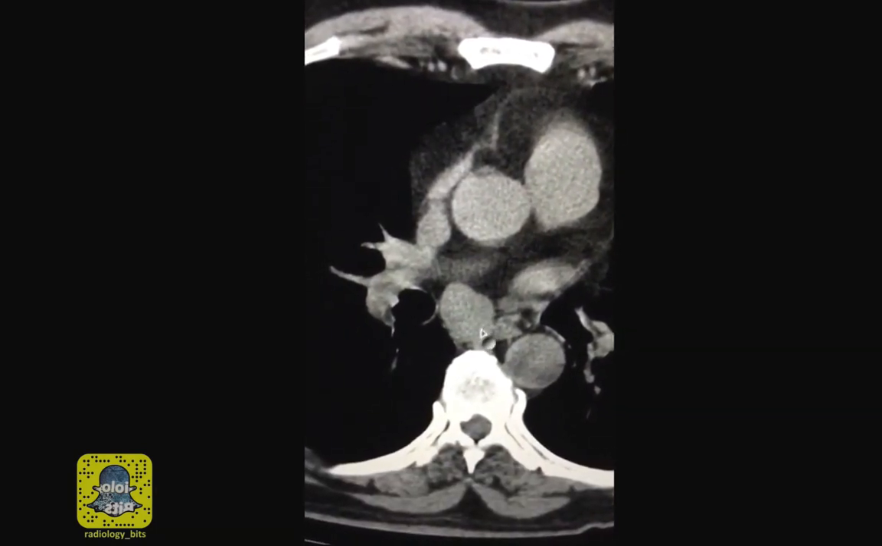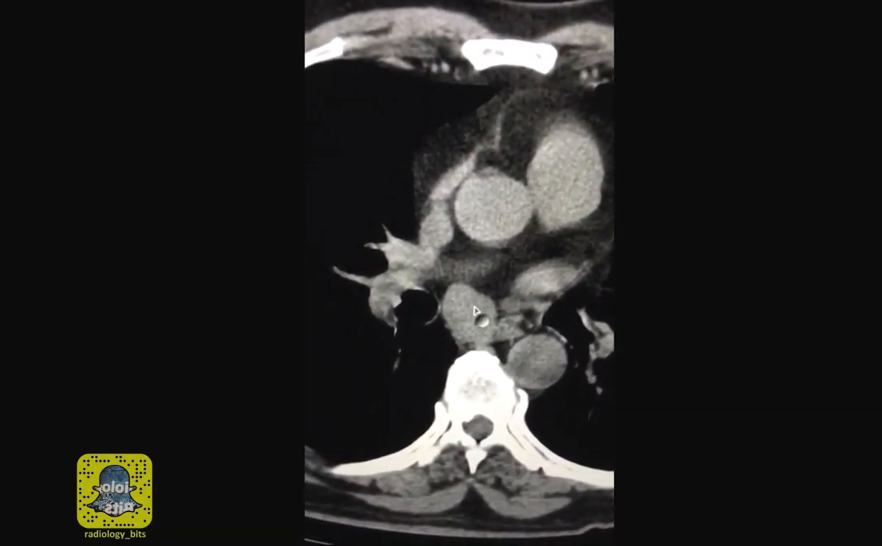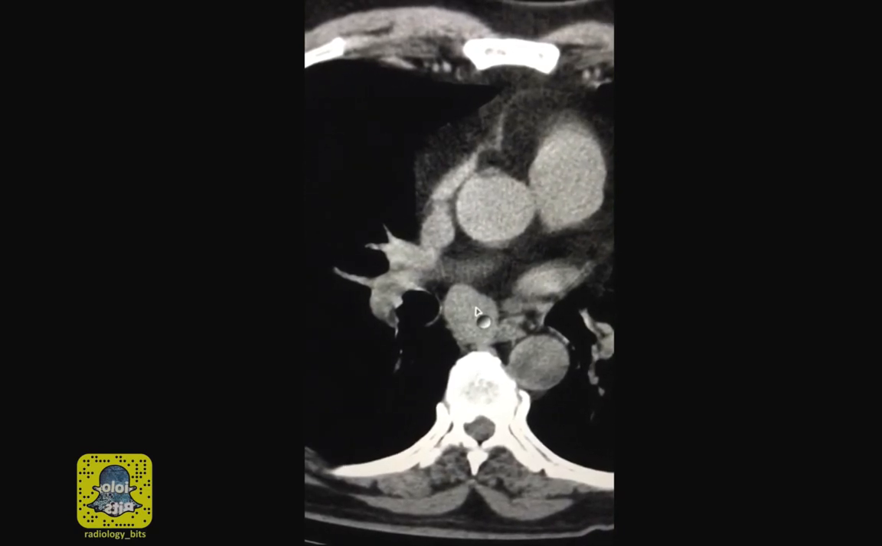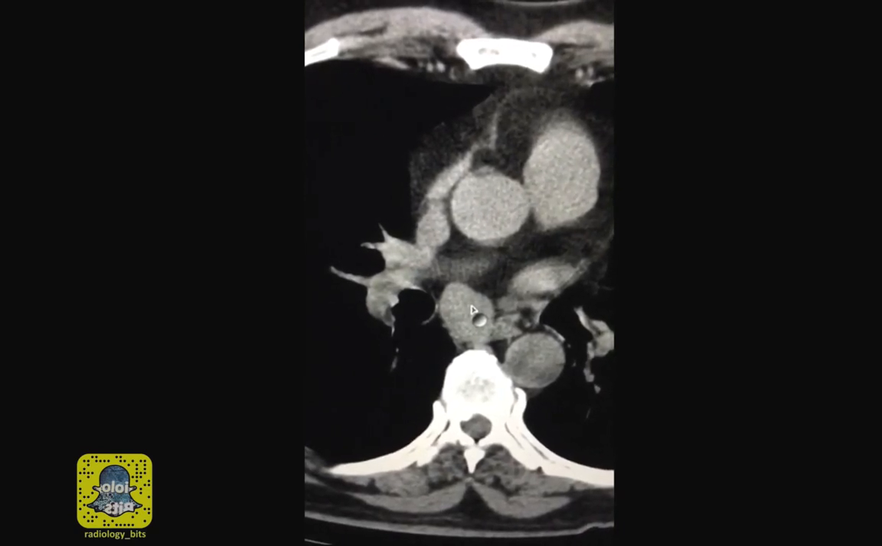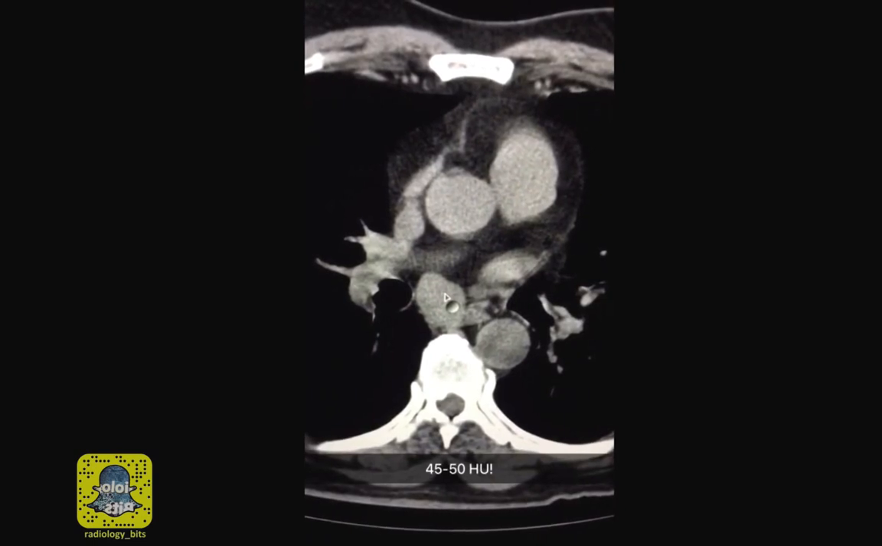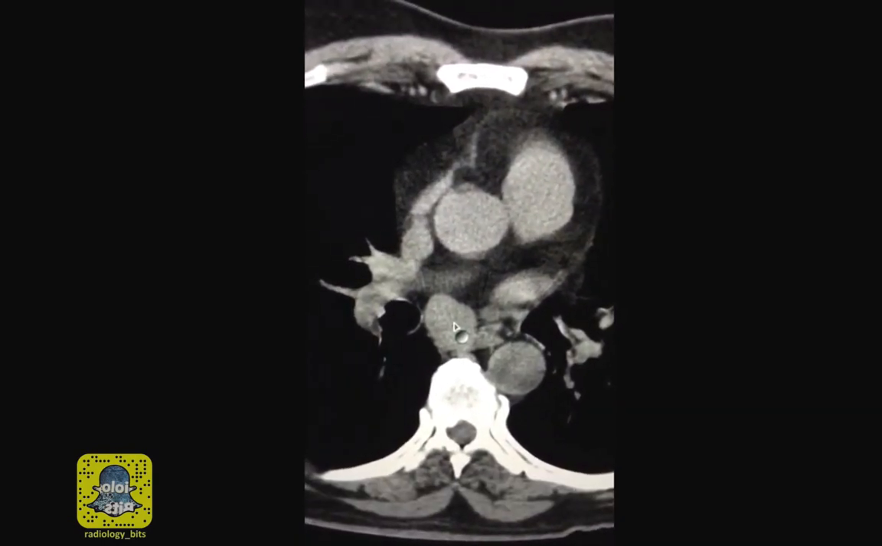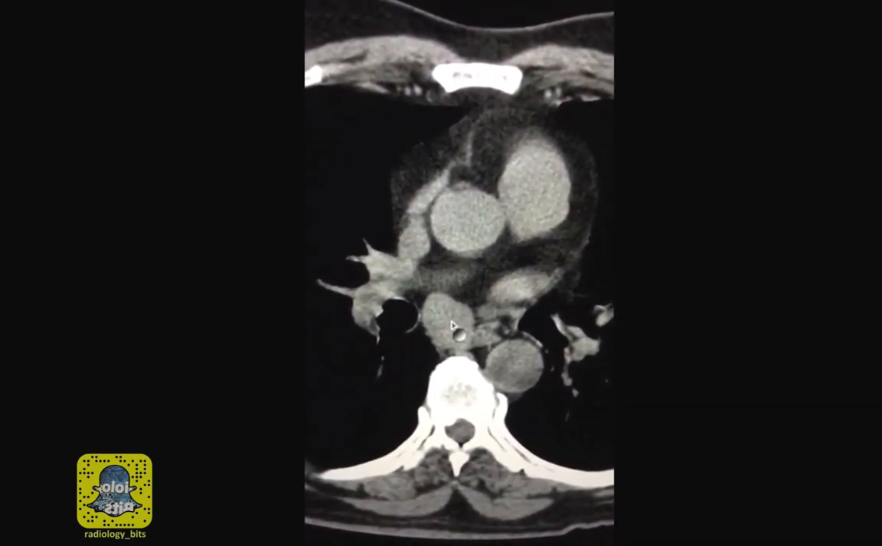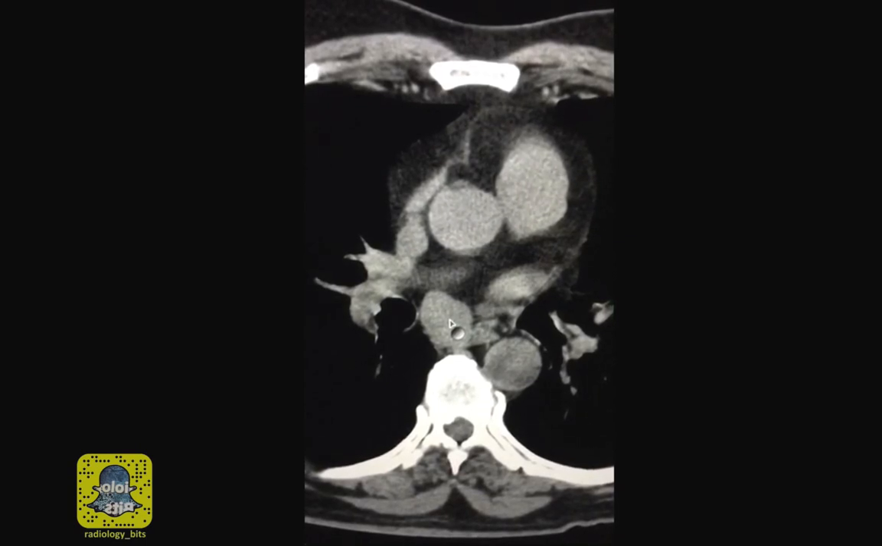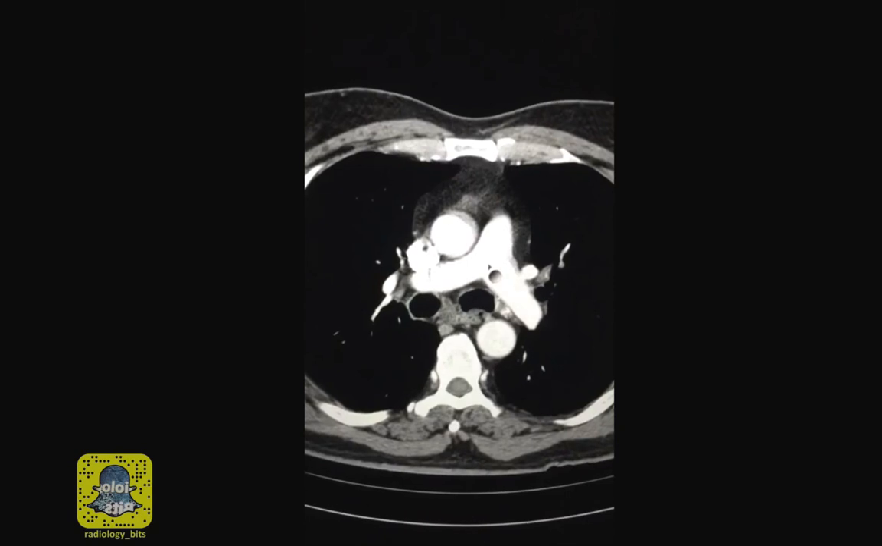So if we measure this density here and it turns out to be somewhere between 0 and 20, you'd favor this being a fluid-containing abnormality. However, after measuring this, the Hounsfield units here were about 45 to 50. Now, such a higher density suggests a soft tissue component, but that's not conclusive for soft tissue, since there are pitfalls.